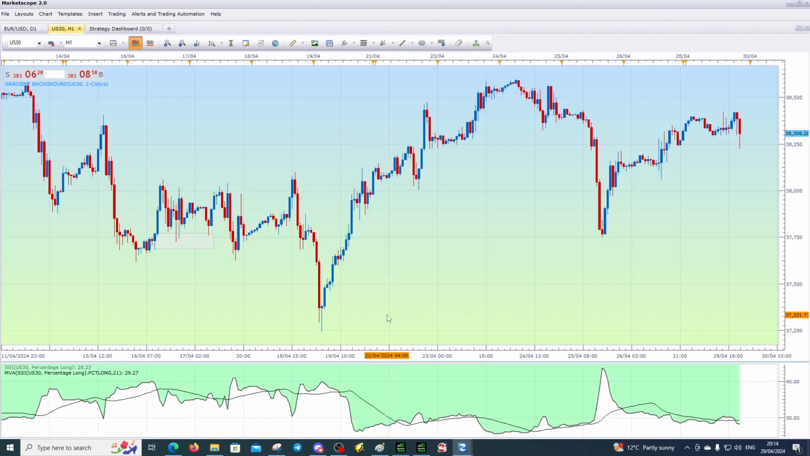And US 30. And they'd sold it, and then they sold it again, so we should be wicking below. We should be above this candle there, and there we go.